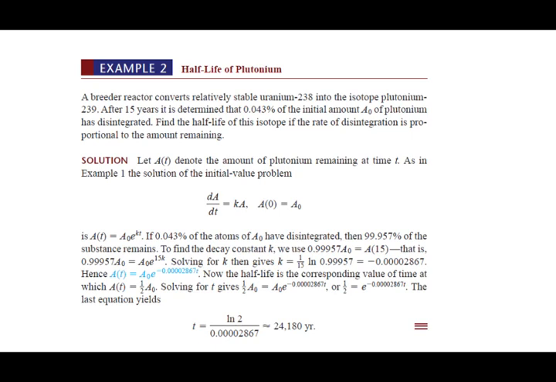Anyway, so a breeder reactor converts relatively stable uranium into the isotope plutonium-239. After 15 years, it is determined that 0.0443% of the initial amount A0 of plutonium has disintegrated. Find the half-life of this isotope if the rate of disintegration is proportional to the amount remaining.